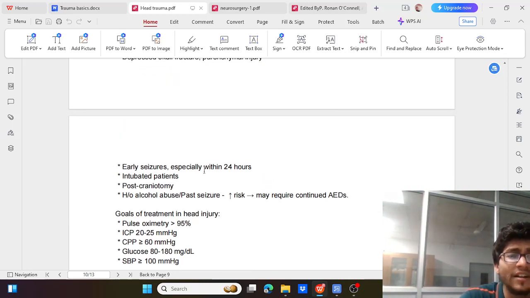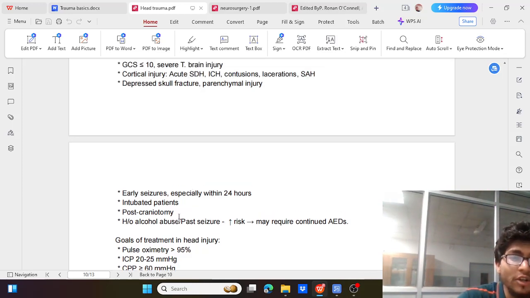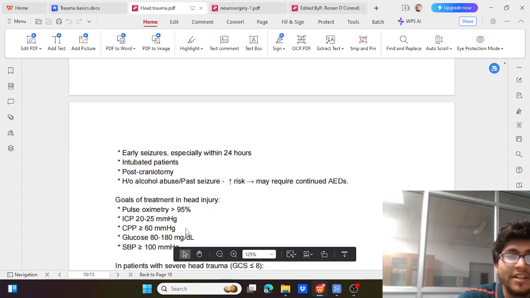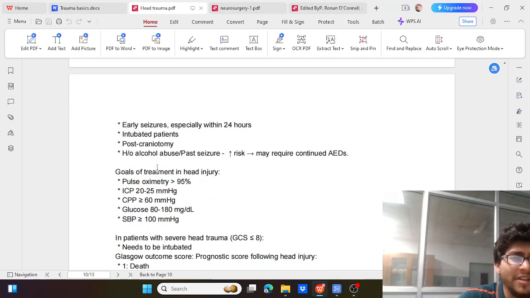In patients having early seizure, especially within 24 hours, patients who are intubated. So when do we intubate our patient? When the GCS is low, less than 8. Post craniotomy, in patients having alcohol abuse or past seizure, even that will increase the risk, and we have to continue anti-epileptic drugs. So these are the indications where we give anti-seizure medication.